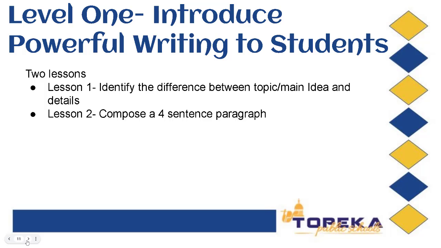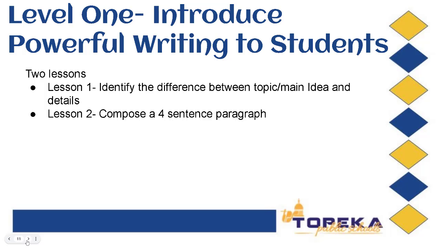So let's look at level 1, introducing powerful writing to students. You will see that there are 2 lessons in the Powerful Writing book. And I forgot to mention to you, if you would like to see a copy of and have a copy of the Powerful Writing Tree book, I can send that to you. Just reach out and you will have all of the lessons and information that you need to teach powerful writing to your students. So in level 1, there are 2 lessons.